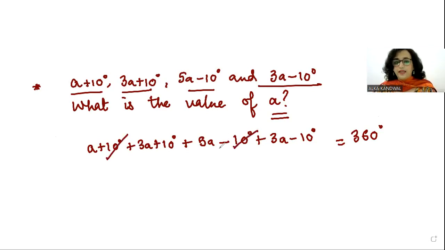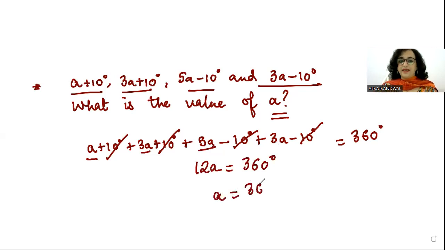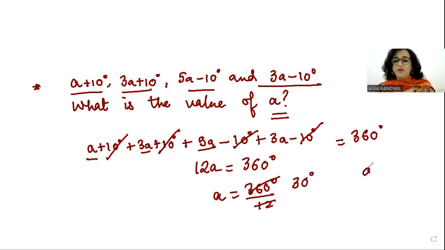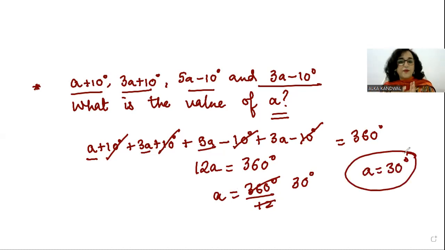10 degree minus 10 degree cancel out, plus 10 degree minus 10 degree cancel out. A plus 3A is 4A, 4A plus 5A is 9A, 9 plus 3 is 12A. 12A is equal to 360 degree. The value of A is 360 degree divided by 12, that is nothing but 30 degree. So the value of A comes out to be 30 degree. So that is the answer. That is how you will solve the question. Is it clear, everyone? These type of questions are definitely asked. So let us go ahead and see about parallelograms.